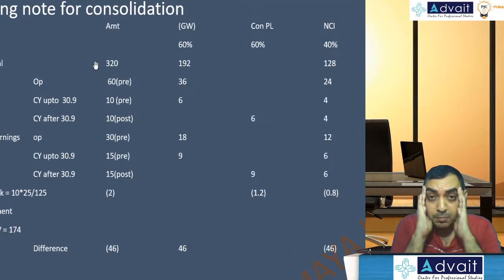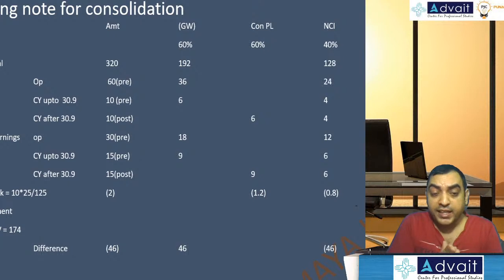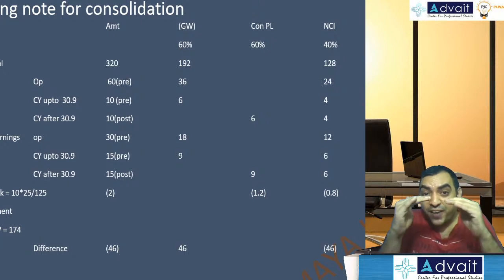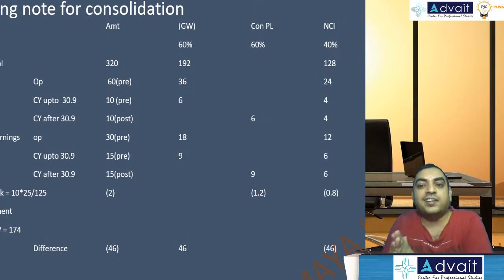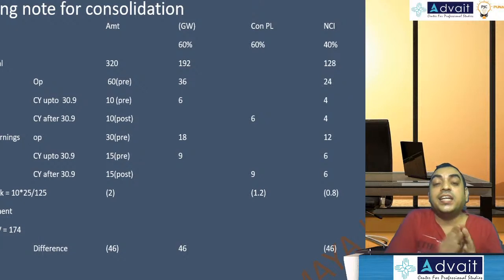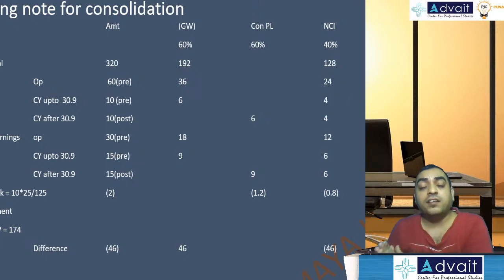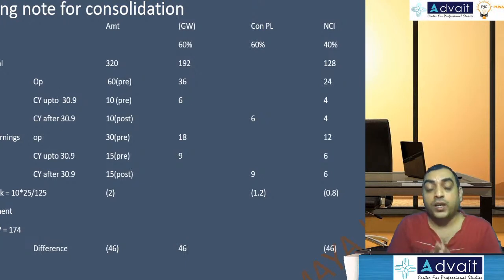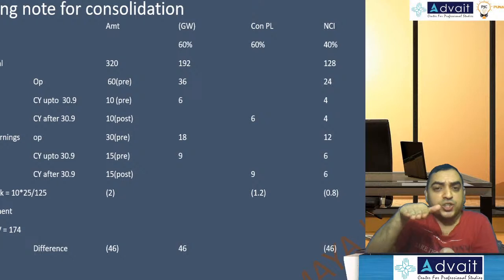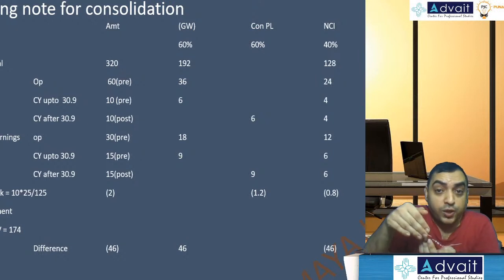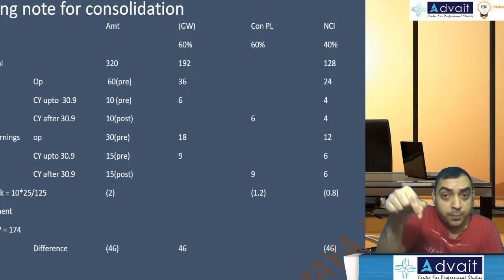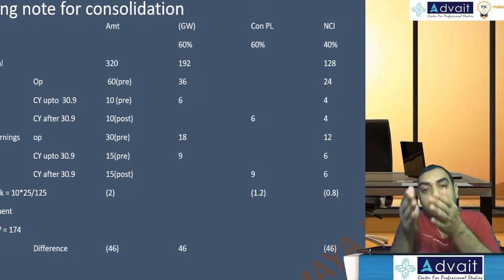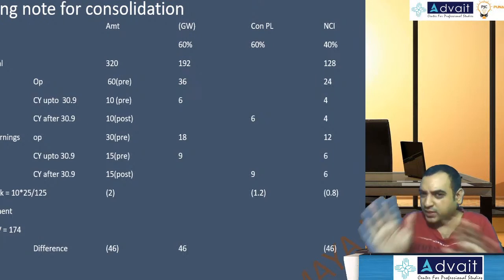Please focus. Fair value 128, book value 174, fair value is less. Therefore, I should subtract it in NCI and add in goodwill. Why should I subtract in NCI? Because NCI is already having book value. What is book value? 174. But what is supposed to be fair value? From 174, I have to come down to 128. If 174 should come down to 128, what should you do? Subtract. Simple technique. Don't think much.